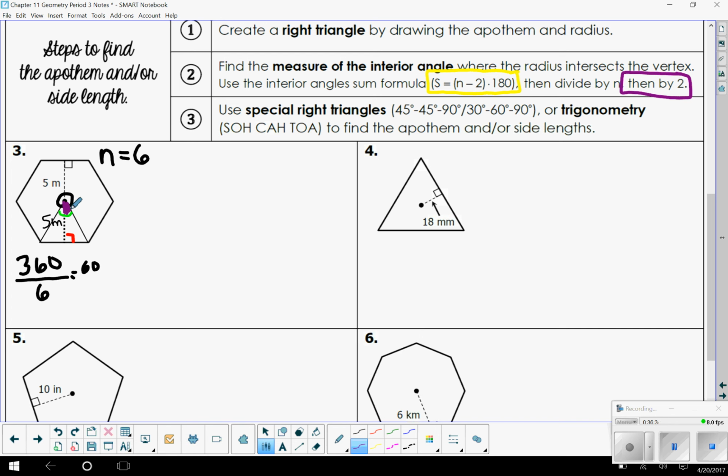I only want half of that triangle's vertex angle. So I now have to take this and divide it by 2. What do I get?